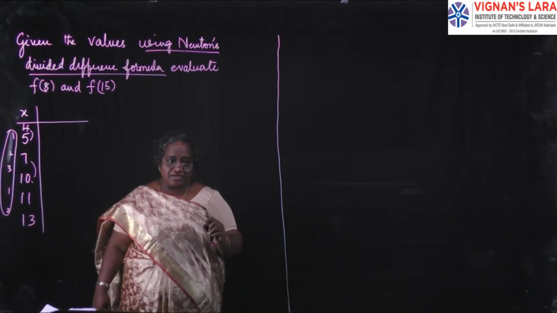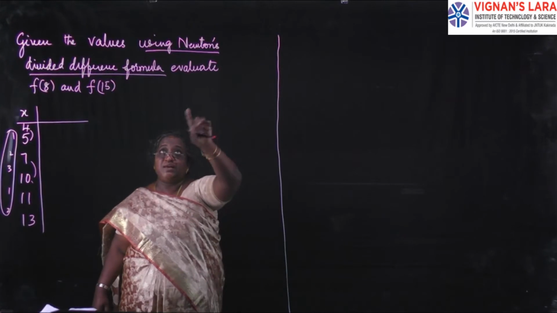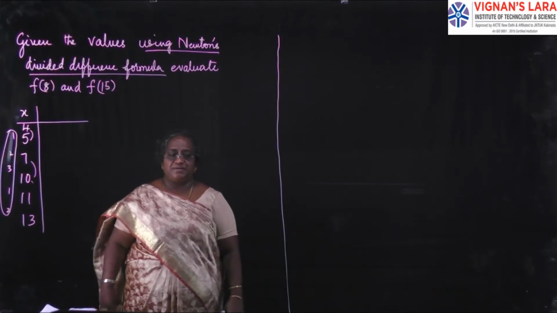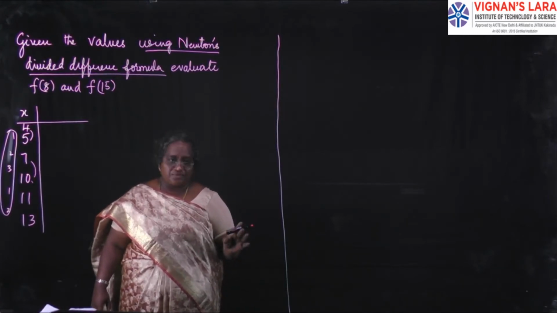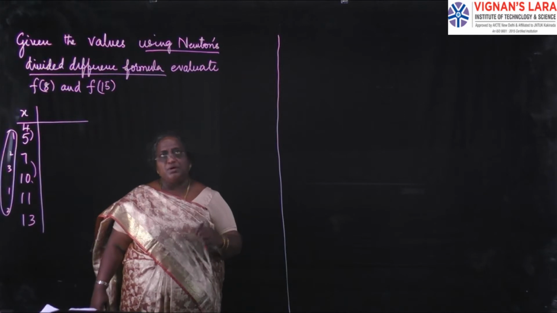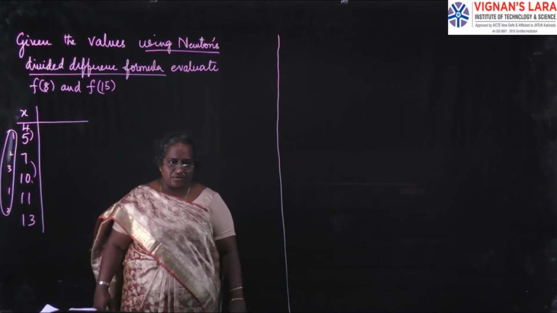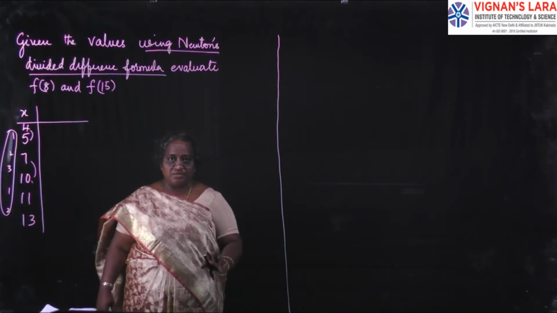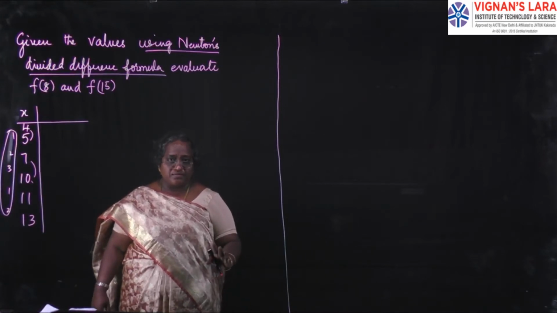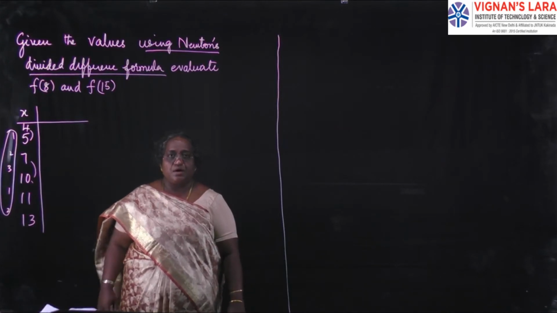Means you have to understand that here you have to use either Lagrange's interpolation formula or Newton's divided difference formula. So here he mentioned clearly using Newton's divided difference formula. If it is not mentioned, then you can go for Lagrange's interpolation formula, or you can use Newton's divided difference formula also. But you are not supposed to use Newton's forward or Newton's backward, because they are used only for equally spaced points or equally spaced arguments.